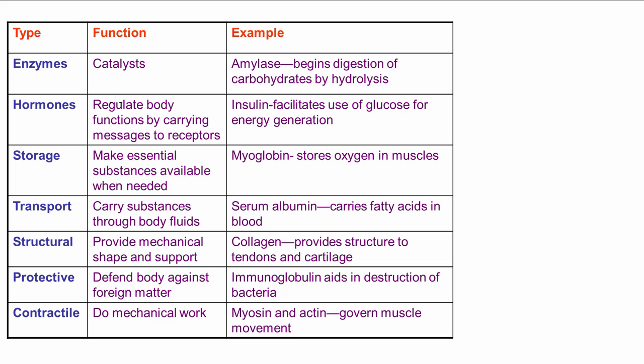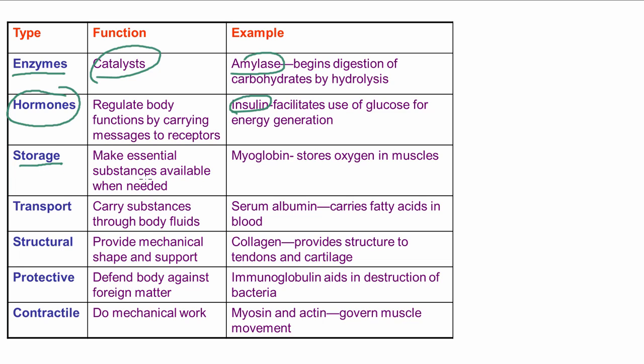And here's a table that I put together with the type of protein, the functions, and some examples. We have enzymes, which are proteins, and they act as catalysts. One example would be amylase, and that is important in digestion of carbohydrates. Some proteins are hormones, and hormones regulate body functions by carrying messages to receptors. Insulin is a good example of a hormone that you're all familiar with.